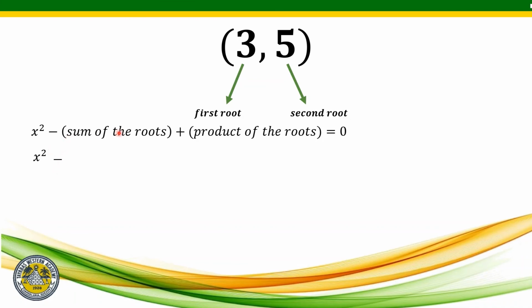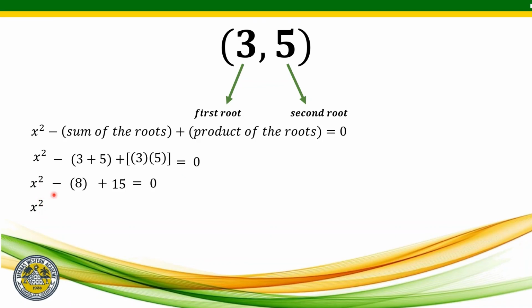The sum of the roots, we will add 3 and 5. Bring down the plus sign. The product of the roots, we will multiply 3 and 5. So we have 3 times 5 equals 0. Bring down x squared. Bring down the negative sign. 3 plus 5 is 8. Bring down the positive sign or the plus sign. 3 times 5 is 15 equals 0.